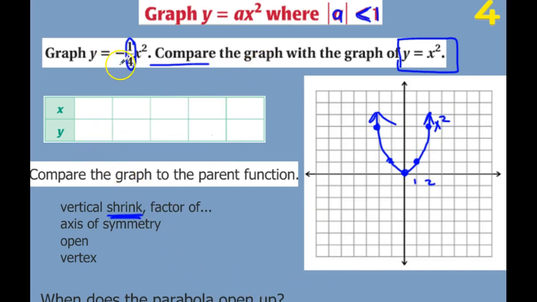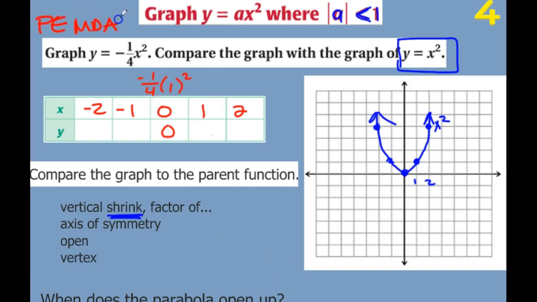Next, let's plug in what we know about this equation. We're going to use the same points, -2, -1, 0, 1, and 2. So we have -1/4 times 0 squared. Well, 0 squared is just 0. 0 times a fourth is still 0. If I instead then plug in a 1, order of operations, remember, do our exponent first before multiplication and division. 1 squared is 1. 1 times -1/4 is still -1/4. If you want to write it as a decimal, -0.25, you may as well.